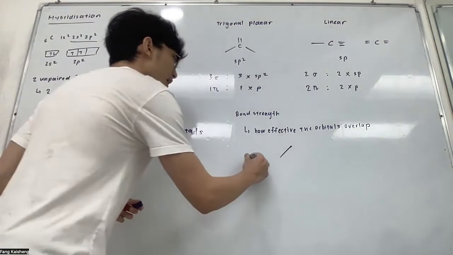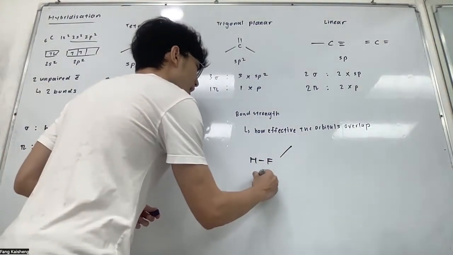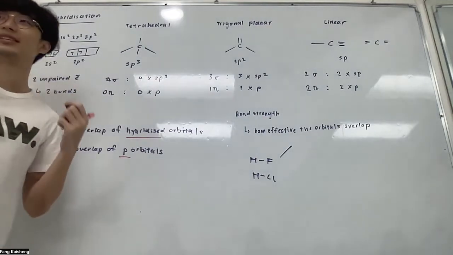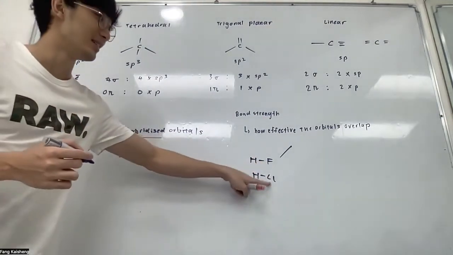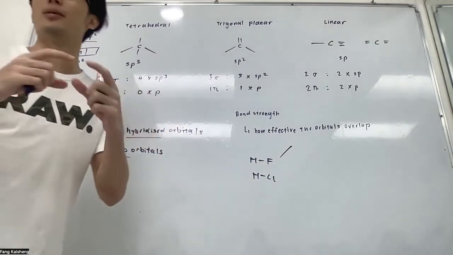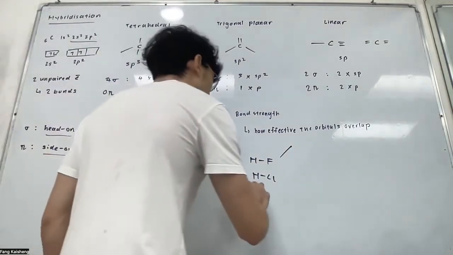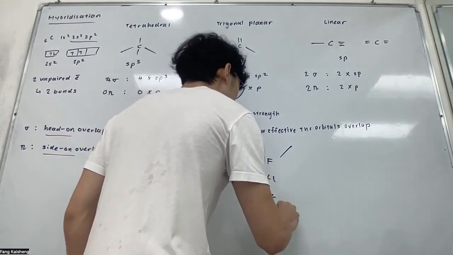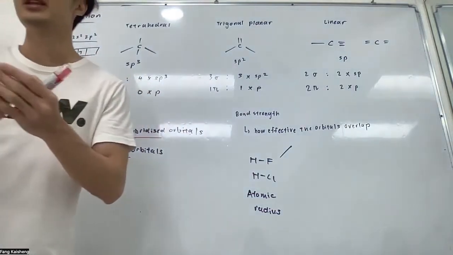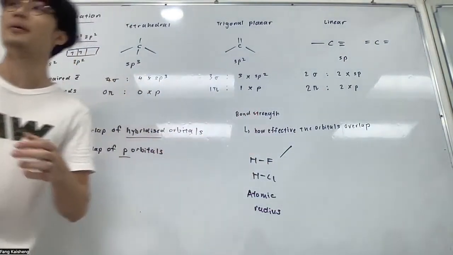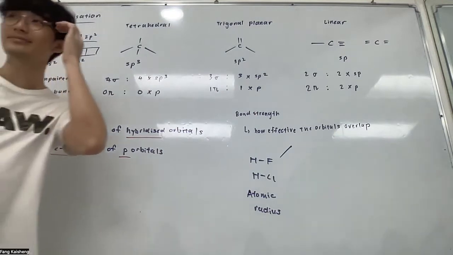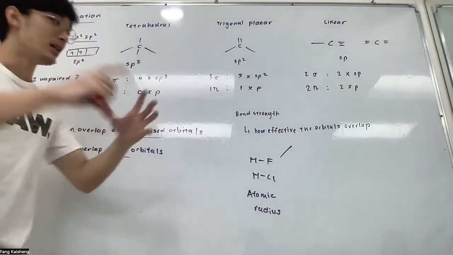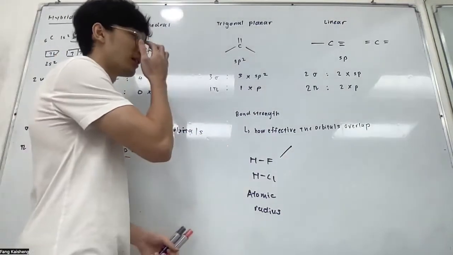Let's just say we have HF versus HCl. How do you compare how effective the orbitals overlap? You look at the, not really the electron count, but just the size. You have to look at the atomic size, or the atomic radius. The larger the atom, the less effective the orbitals overlap. If it's larger, it's actually less effective. Remember that: larger atoms overlap less effectively.